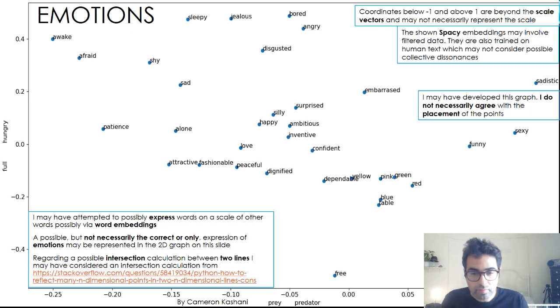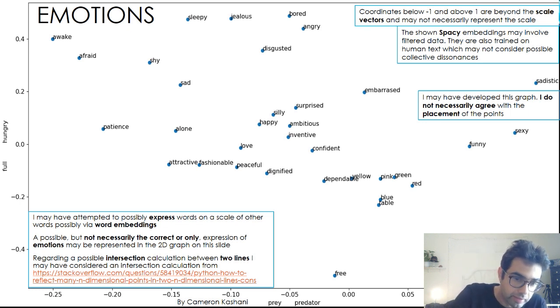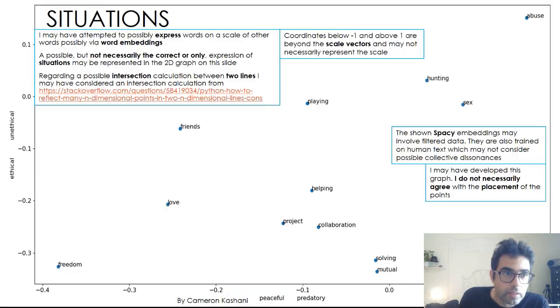Notice the point "free" over there, which is close to being quite neutral in prey-predator and is in the direction of full, which I thought was possibly interesting. So in terms of situations, I may have attempted to possibly express words on a scale of other words in terms of situations in this graph. As I said before, I may not necessarily agree with the placement of the points, even though I may have developed this graph. Though I should point out that I did not necessarily develop these spaCy embeddings. The spaCy embeddings are from the spaCy package.